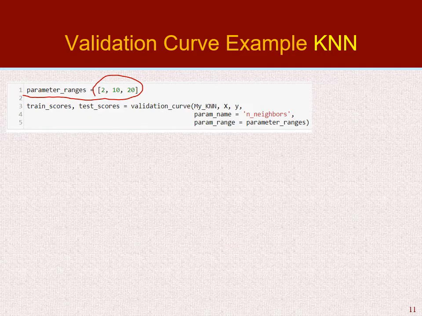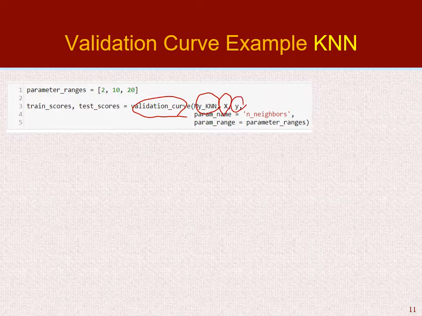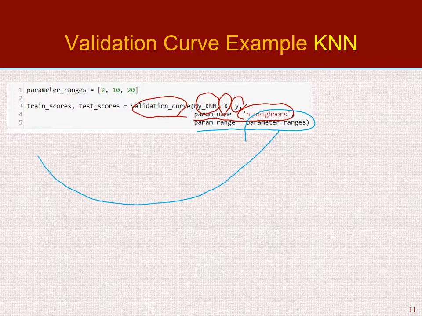And then we're going to use the validation curve function. In the validation curve function, we're going to input our model first, then we're going to input the feature variable and the target variable, and then the name of the parameter that we want to study, which is the number of neighbors, or k. And after that, we're going to set the parameter range to the parameter range that we defined here.